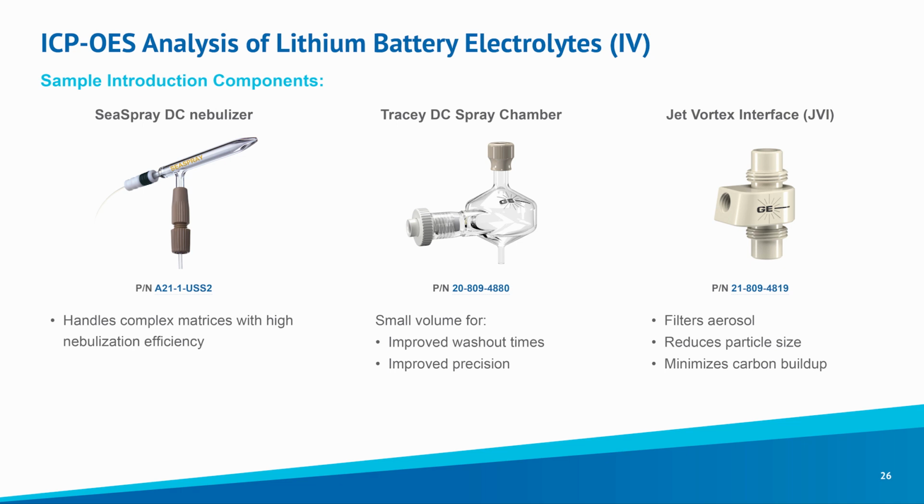And then there's the JVI. This part really takes our system to the next level by adding an extra layer of aerosol filtration capabilities. This improvement gives us better control over the particle size and helps reduce carbon buildup, which is a big plus. In the next few slides, I'll dive deeper into the features and characteristics of each of these components.